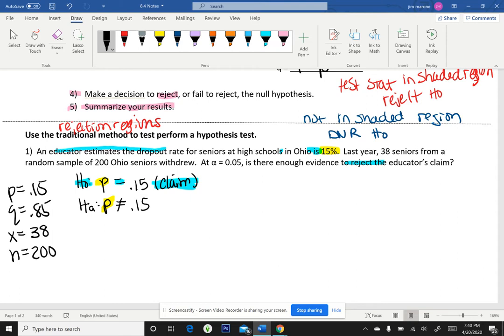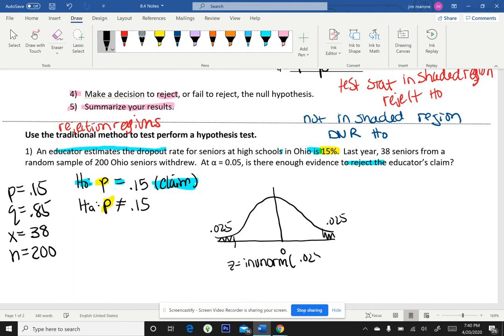Now I have to sketch my sampling distribution and find my rejection regions. So it's a 2-tail test and alpha is 0.05. So that means in each of these tails, it's 0.025. So we're going to have 2 Z's. So remember to find this Z, it's equal to the inverse norm of 0.025, and remember, this is called the critical value. So the inverse norm of 0.025 is going to be negative 1.96. So we know my two critical values are negative 1.96 and 1.96.